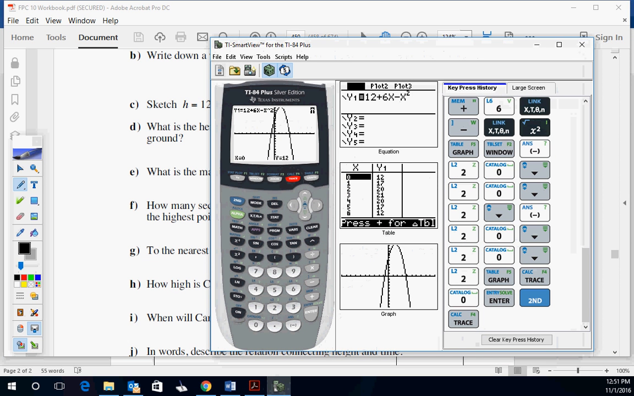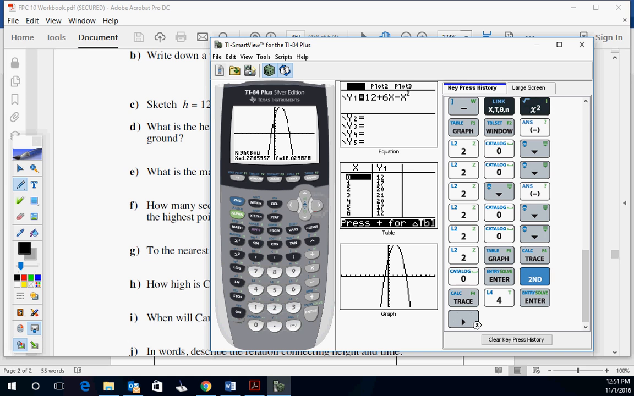Second trace, maximum. It's very similar to the zero. See how it says left bound? Here's the maximum. Am I left of it? Hit enter. It says right bound. I need to get on the other side of the hill. See, I'm on the right side now. Doesn't matter how far you go. That's fine. And then it says guess, so I get close to it.